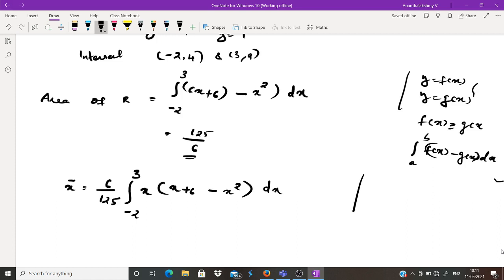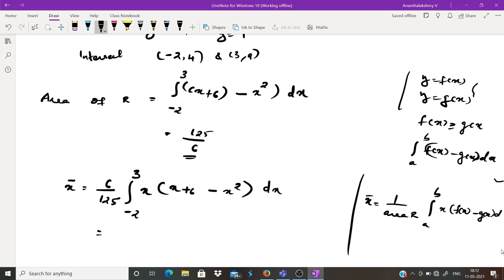I hope you understand. The formula turns to the form 1 by area of that region, integral a to b, x times, instead of f of x, it turns to the form f of x minus g of x dx. You can calculate this and find the answer as half. It is a simple calculation and you can find it.